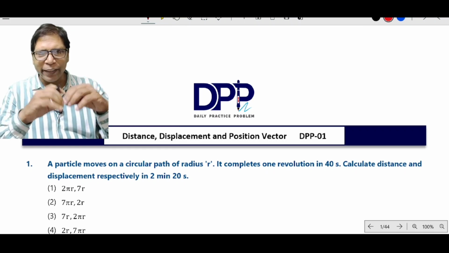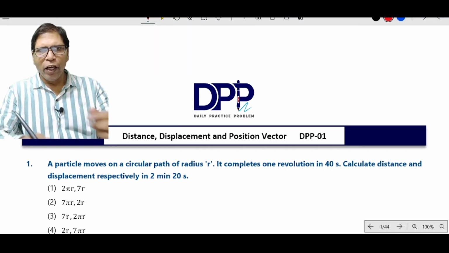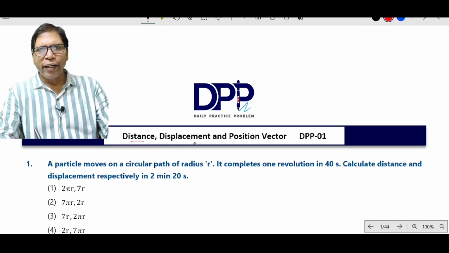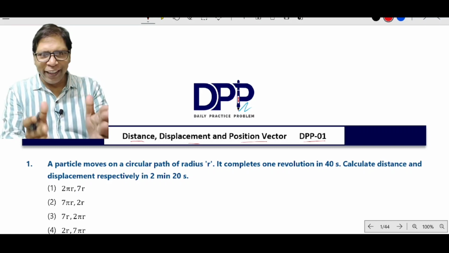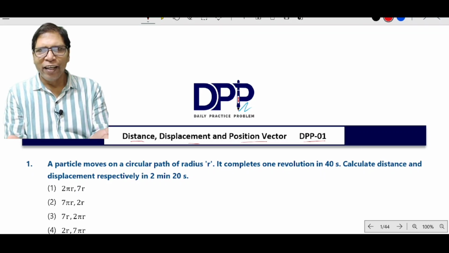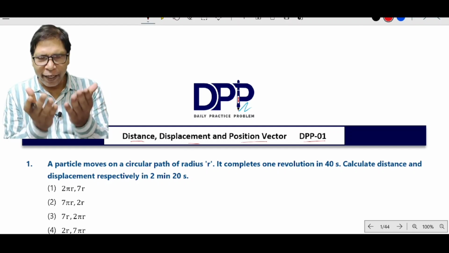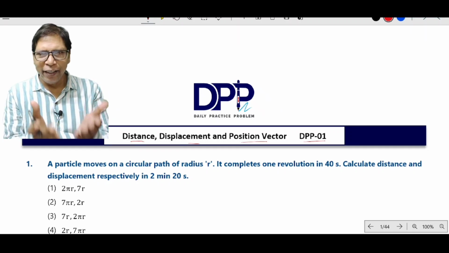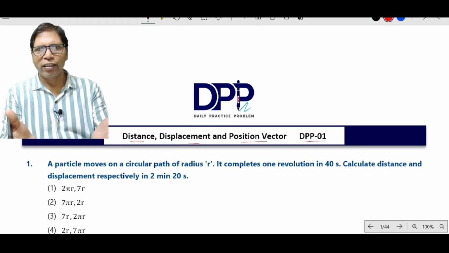Today I will be discussing a DPP on distance, displacement and position vector. That is DPP 1 of motion in a straight line. This video will be extremely helpful for class 11, NEET, JEE Main, Advanced as well as West Bengal JEE.